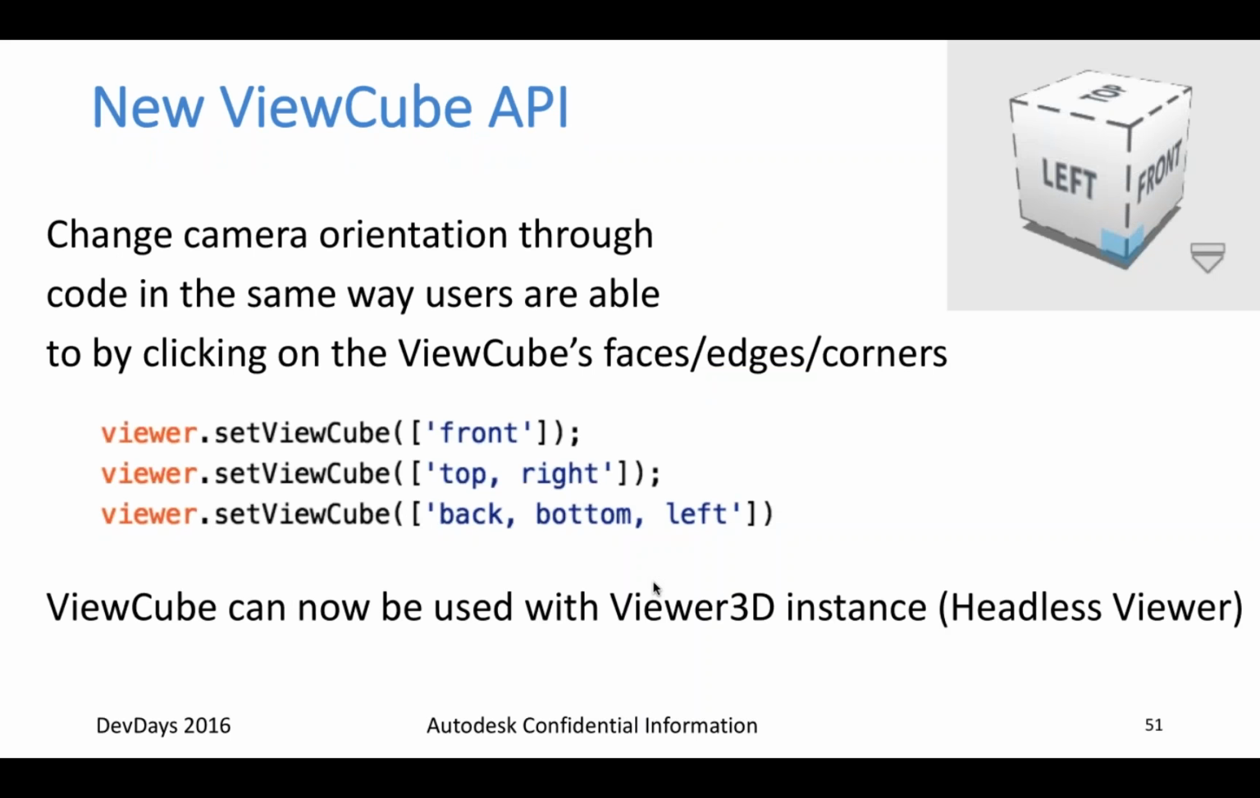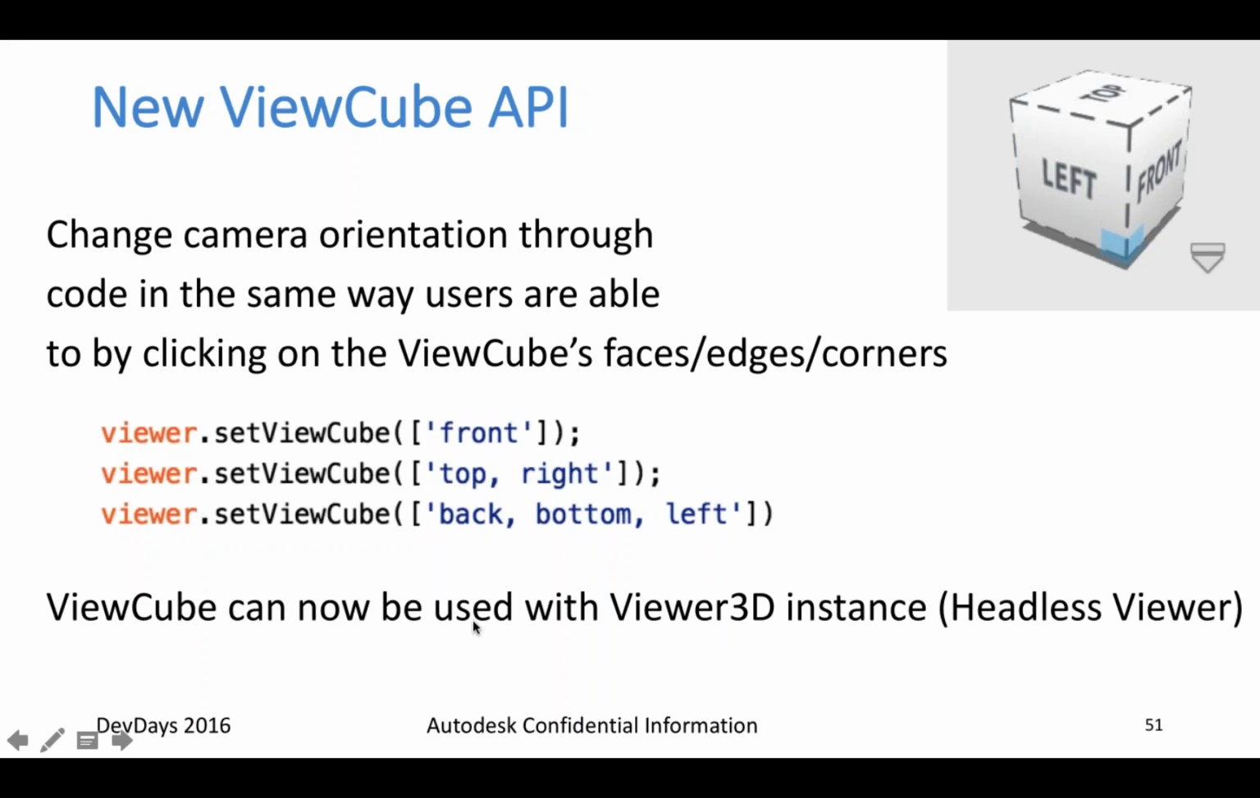There is a new API for the view cube, so you can change the camera orientation through code the same way that the user would click on a specific face or an edge or a corner of the view cube. So this is how it works. You can specify top right or back bottom left and so on.